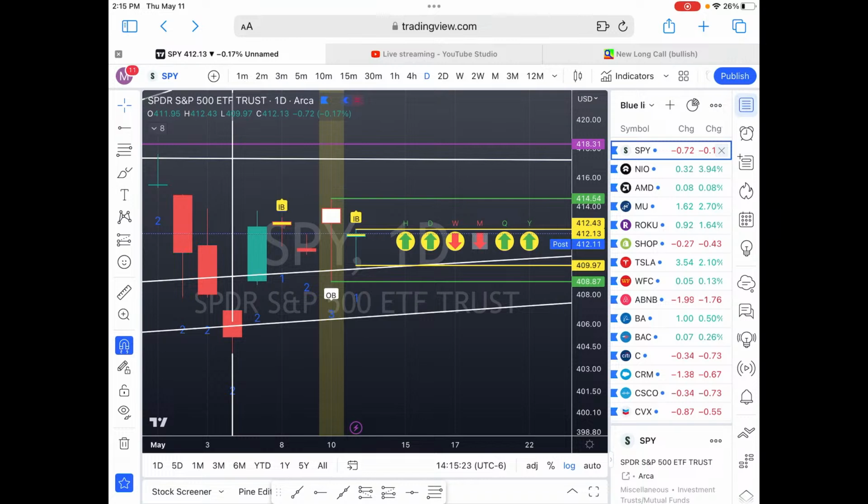Everything else, guys, let's get started. We'll talk about the indicator in the Discord as we go through this, but I really just want to get through this list for you guys, okay? So first up on the list, we've got SPY.